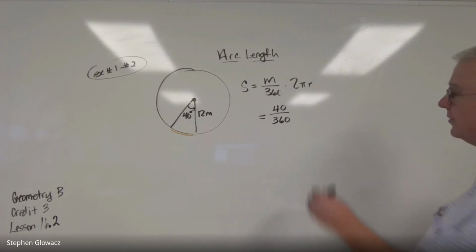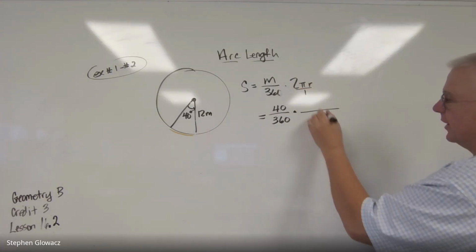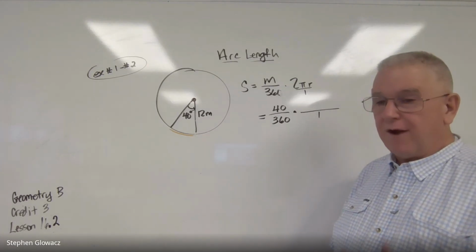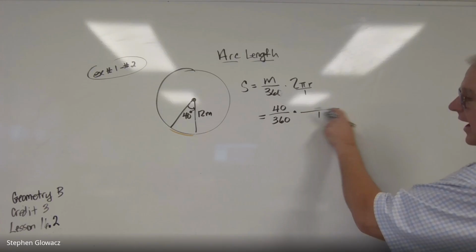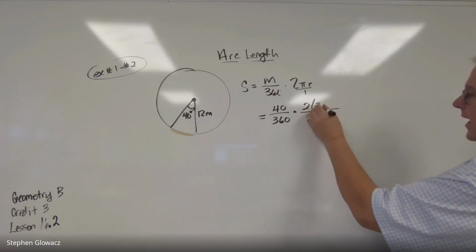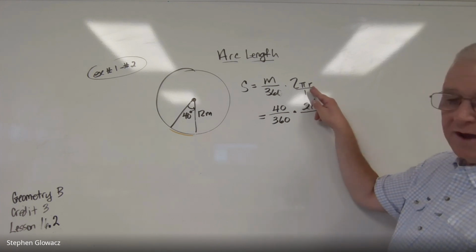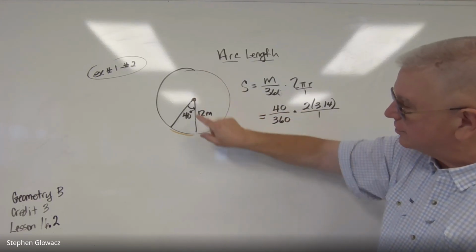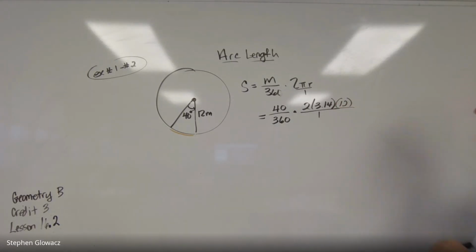All right, so let's go ahead and do that. Now, since this is a fraction, we're going to make this a fraction by putting it over 1. Remember, you can make any number a fraction by putting it over 1, because the fraction bar means divide, and dividing by 1 doesn't change anything. So we have 2 times 3.14, and then R, remember, represents radius, and so our radius, that distance from the center to the edge of the circle, is 12. And so we have 2 times 3.14 times 12.